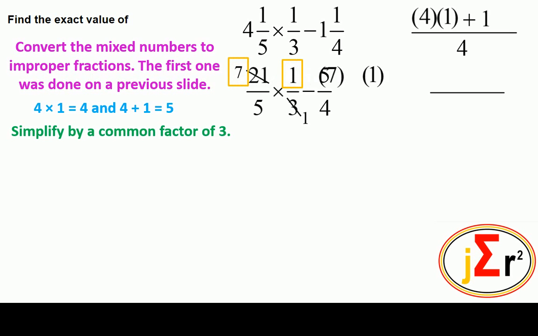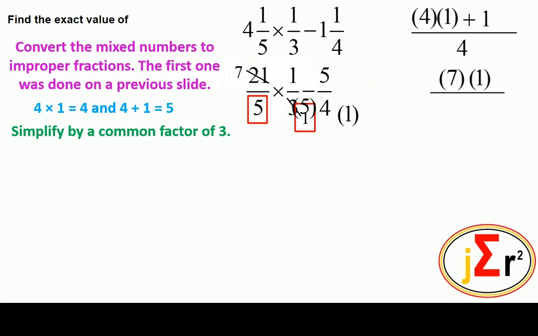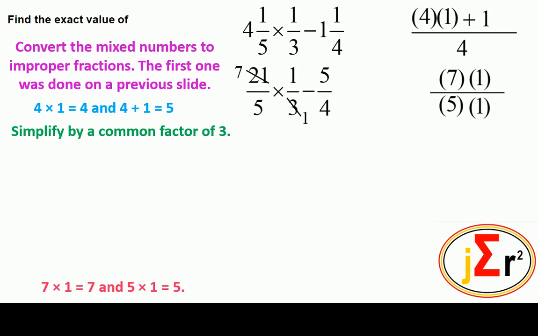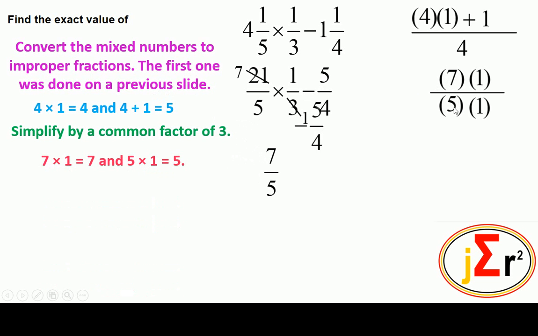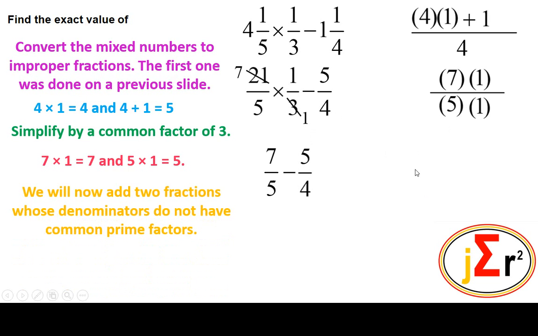So we have 7 ones 7, and then of course 5 ones 5. That will give us 7 over 5, or 7/5, and it will take its rightful place right here. 7 times 1 is 7, and 5 ones 5. We've said that already, and we are showing it right here. 7/5.